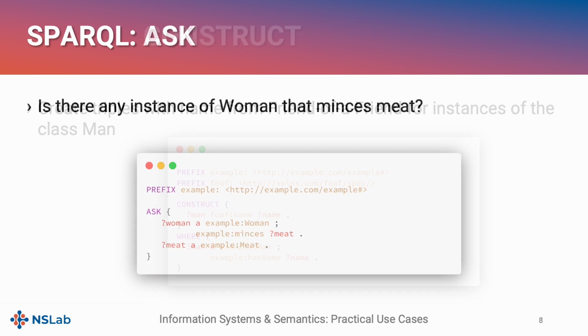The third one is the ask query, and here we are asking, is there any instance of a woman that minces meat? So again, we have a prefix, but then we have just ask with the pattern matching. There is no other option to write something more. There is no need to have ordering, limiting, etc. So we have just this pattern, and if anything matches this pattern, the result will be true. If there is no such case, the result will be false.